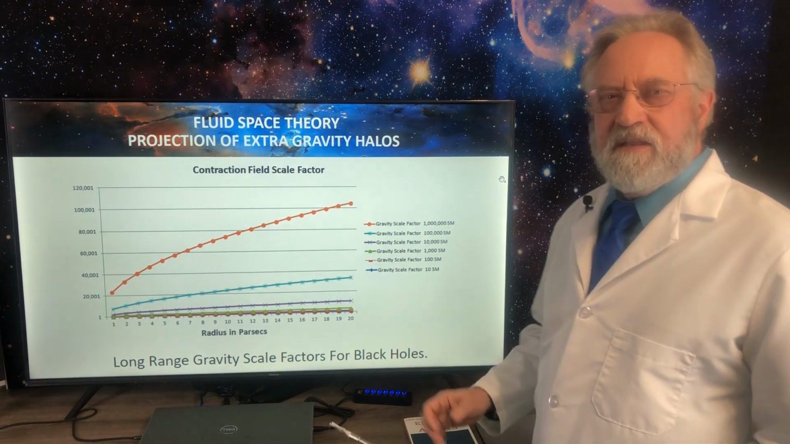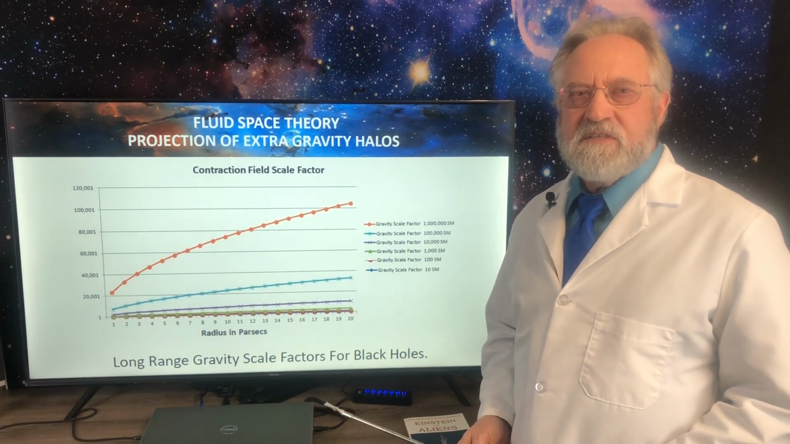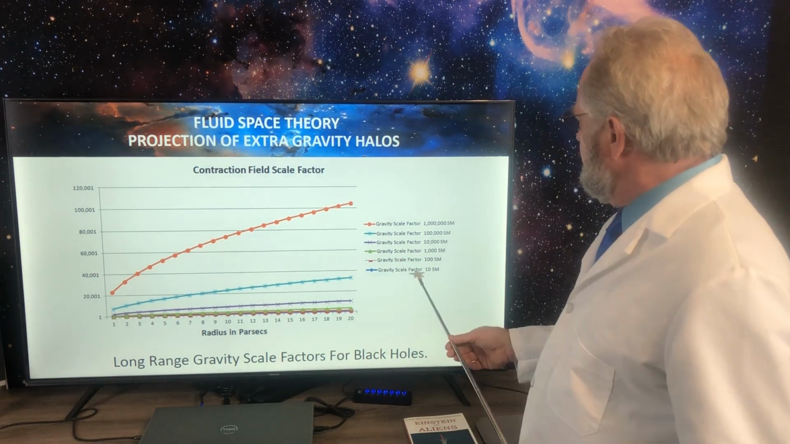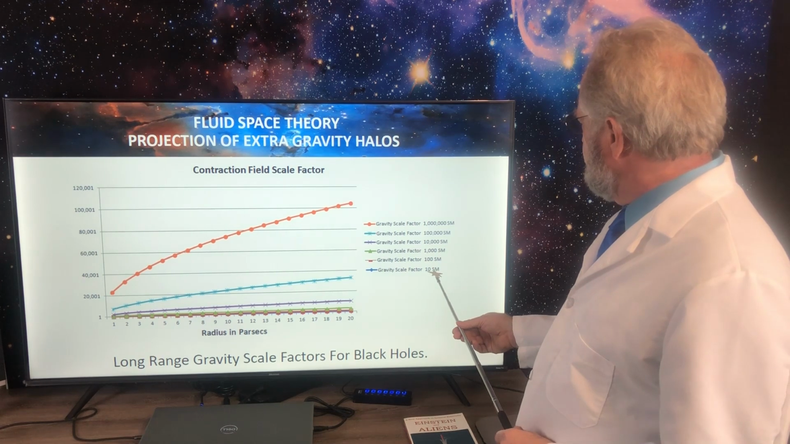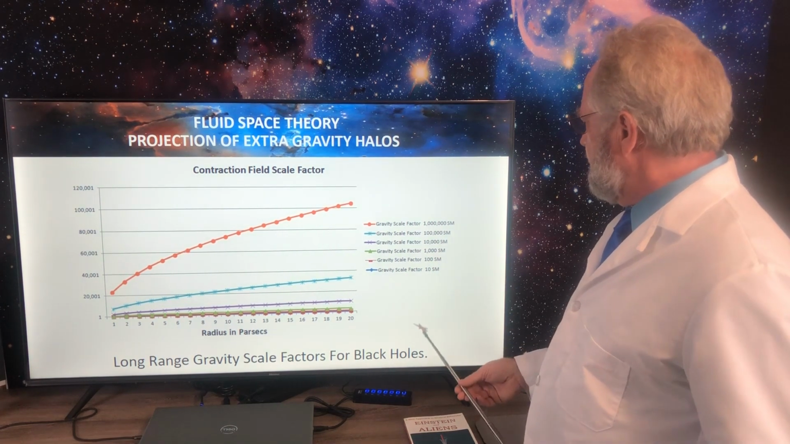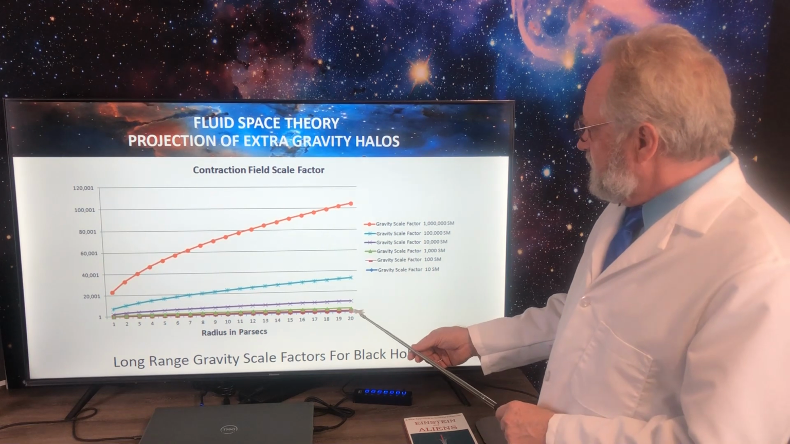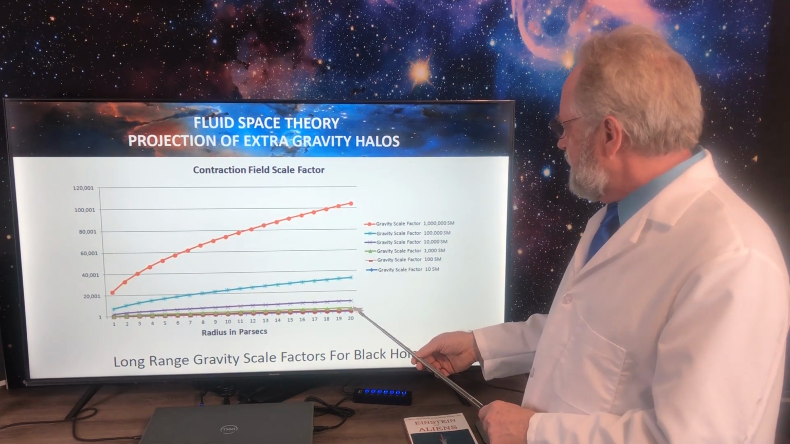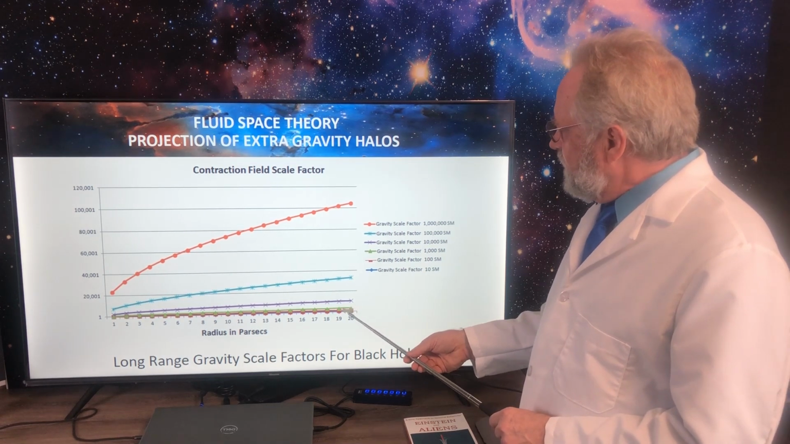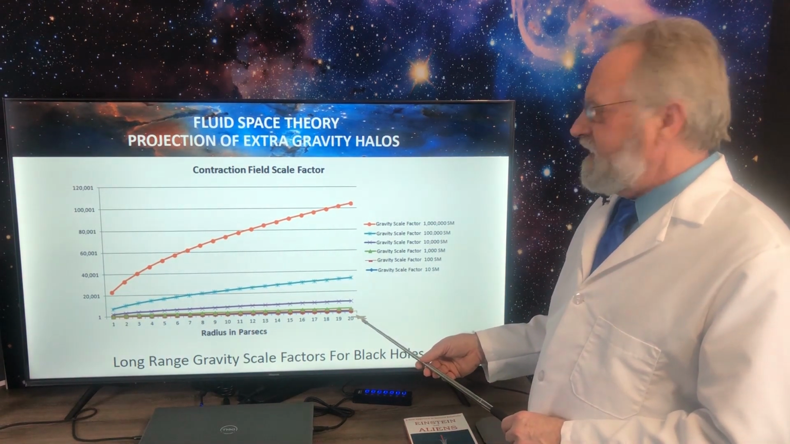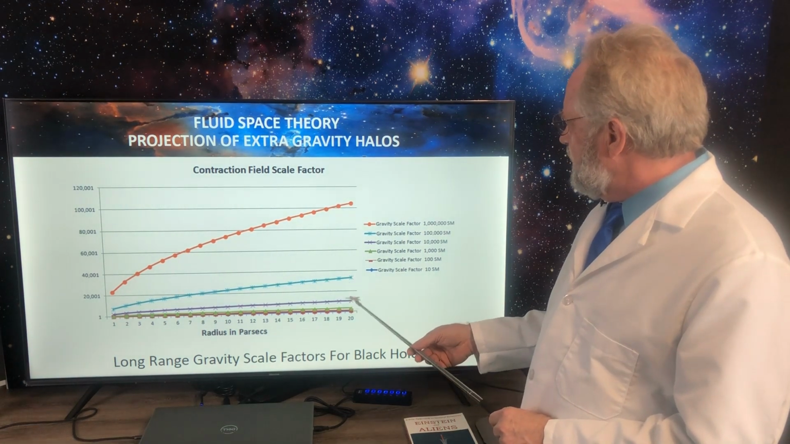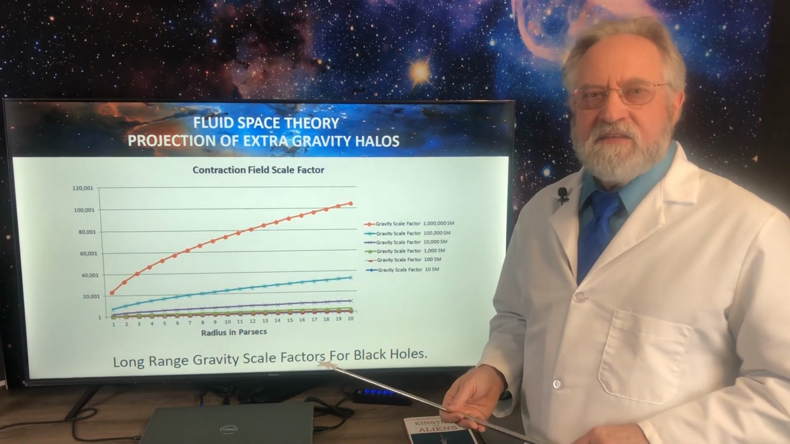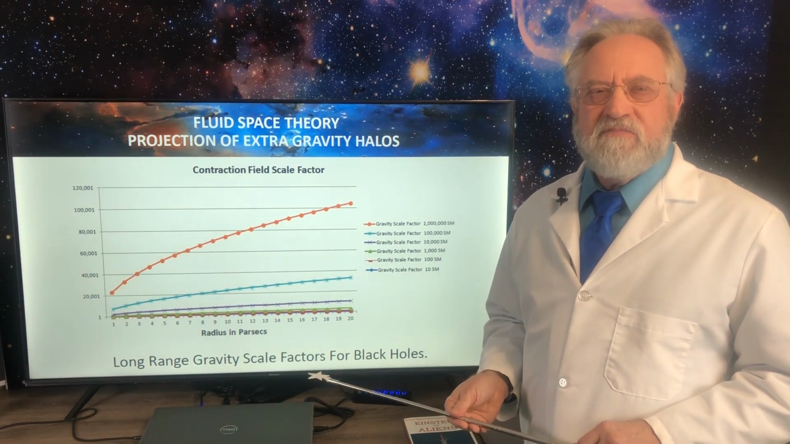It's not until you get into the really massive objects that you see the projection of a strong extra gravity halo. Here I have bodies from 10 solar masses to 1,000,000 solar masses. So you can see that down here, out at 20 parsecs, even a 1,000 solar mass star or black hole will project a very weak extra gravity halo. You don't get a strong halo until you're up into the millions of solar masses, like the supermassive black holes at the core of most galaxies.